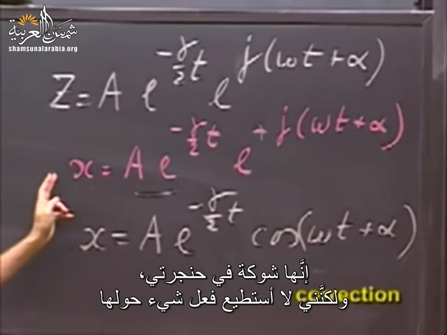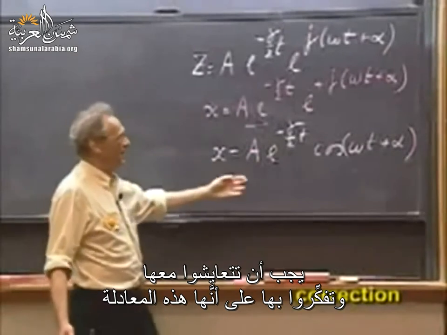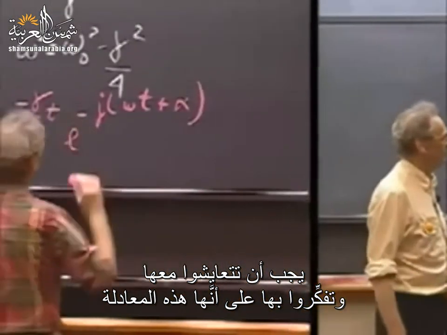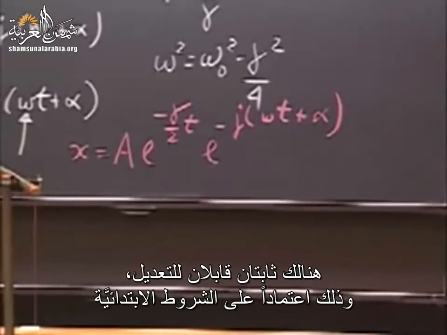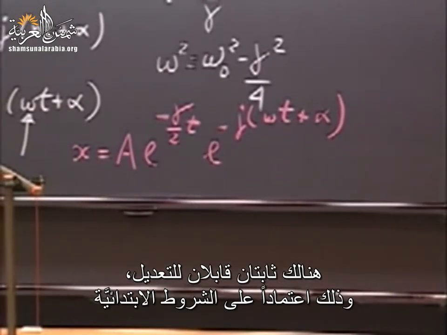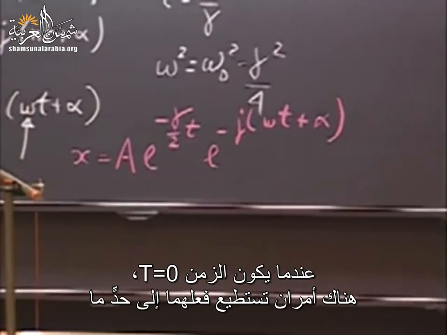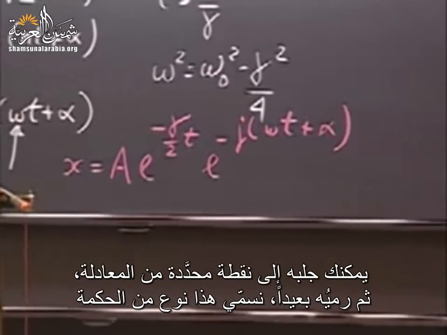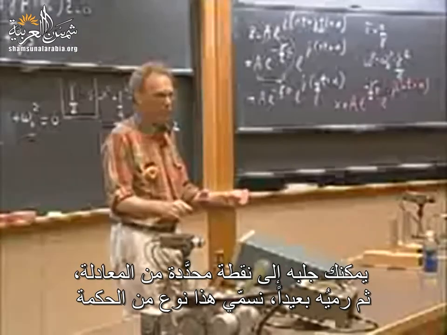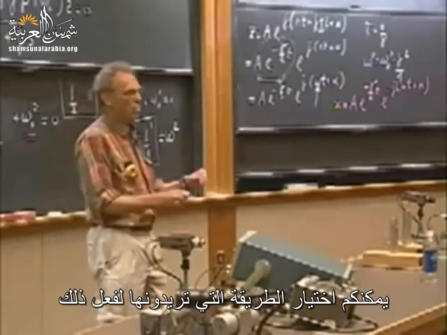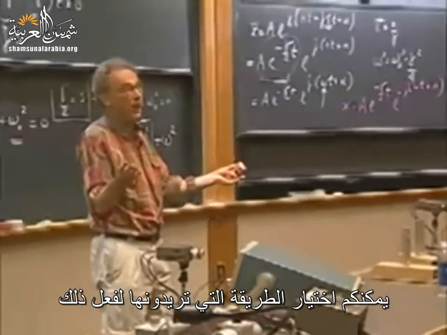It is a thorn in my side, but there is nothing I can do about it. You just have to live with it and think of it as being this. And there are 2 adjustable constants which depend entirely on the initial condition. At time t equals 0, there are 2 things you can do to the object. You can bring it to a certain point away from equilibrium, and you can give it a kick. We call that a velocity. And you are free to choose any way you want to do that.